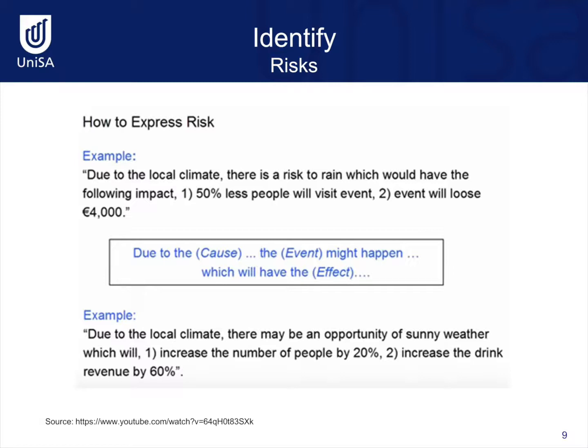So the rain can provide a threat to the project, and the sunny weather can provide an opportunity. Identifying and understanding how to deal with risks, regardless of whether they provide an opportunity or a threat, can play a significant part in the success or failure of a project.